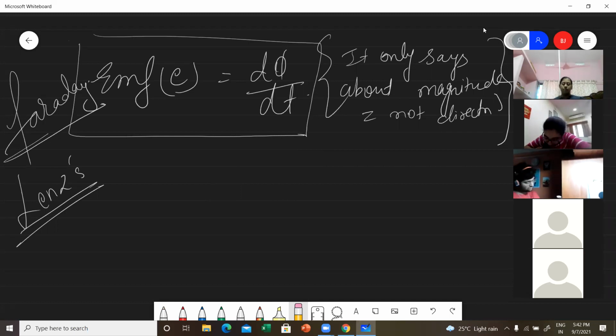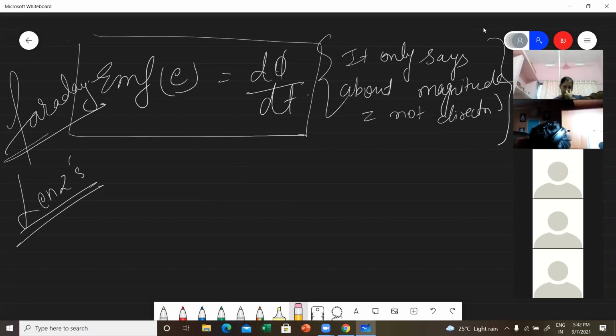Write the heading Lenz law. It gives the direction of induced EMF or current. So now we are just reversing it. So if it is like this.